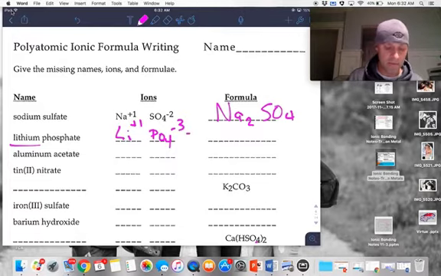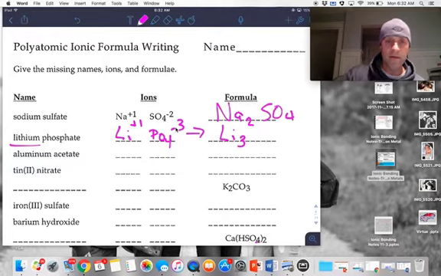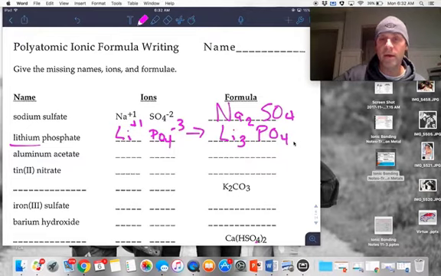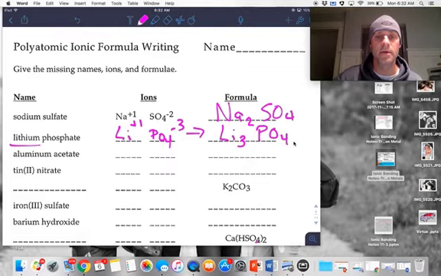And then I've got to come up with the formula name. Clearly, these are not going to balance, right? Plus 1 and minus 3 can't balance. So I've got to drop and switch. So I'm going, all right, Li3, that drops from here, PO4, and the 1 would drop over here, but I don't have to write down 1s in drop and switches. And I'm done.